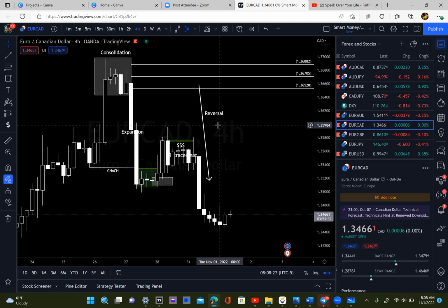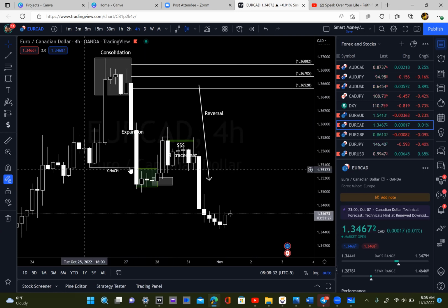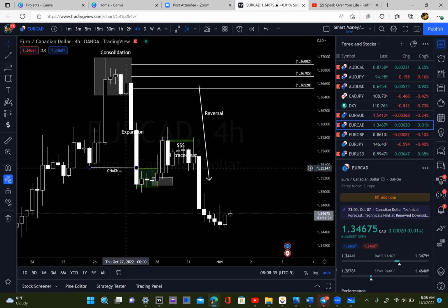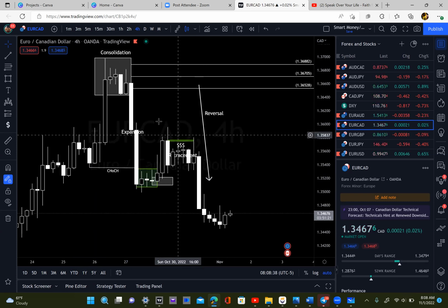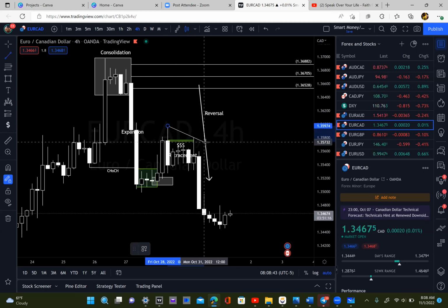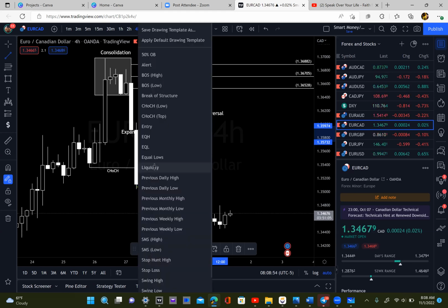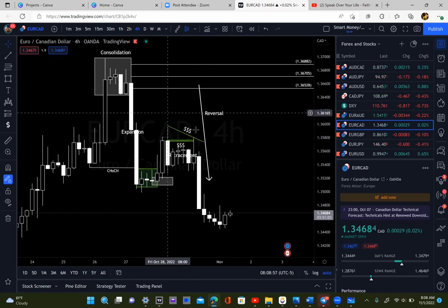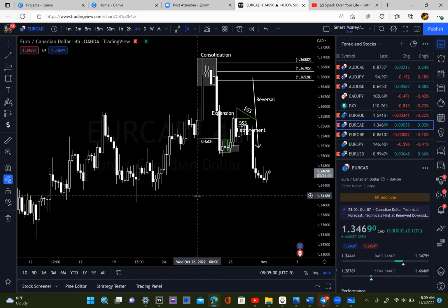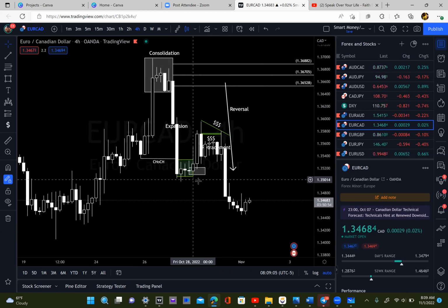All right, this is EuroCAD. I've been waiting for EuroCAD to come up here. Didn't do it. As you can see, we do have a change of character right here. We could call this liquidity, trend line liquidity, from here to here. So we had some liquidity down here that was created. So we got some little liquidity right there. As you can see, we did get our change of character here. Look, we got another breaker structure right here.